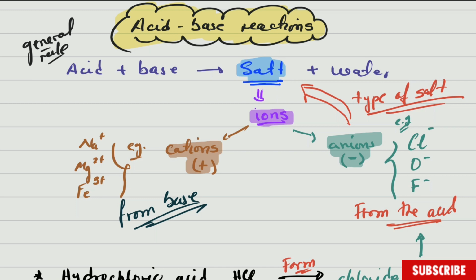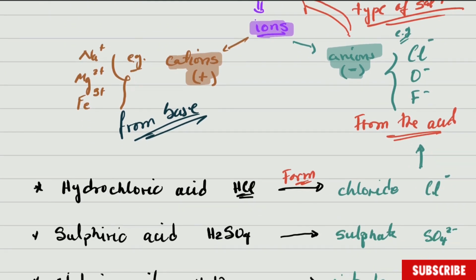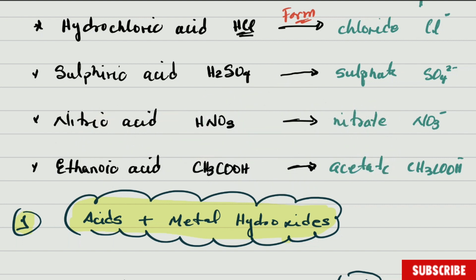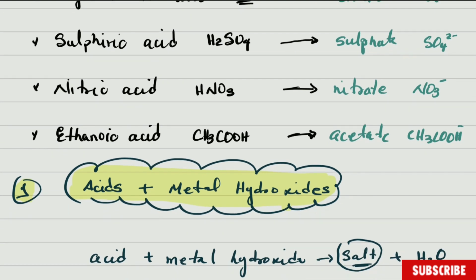Last time we spoke about acid-base reactions. We looked at many examples and we saw that the salt that is formed is going to depend not only on the acid but on the base as well, because of the positive ion coming from the base and the negative ion coming from the acid.